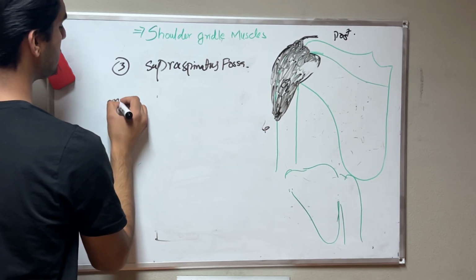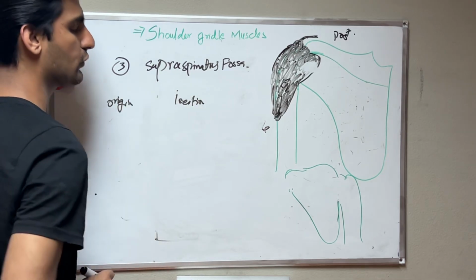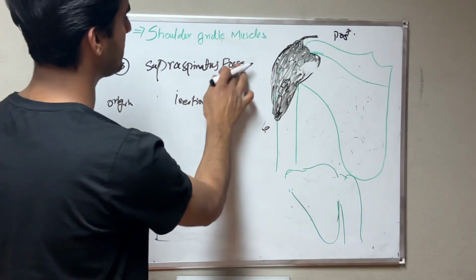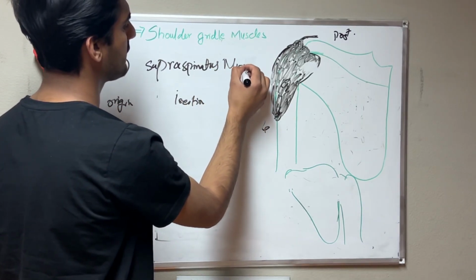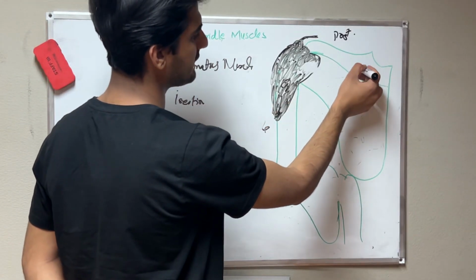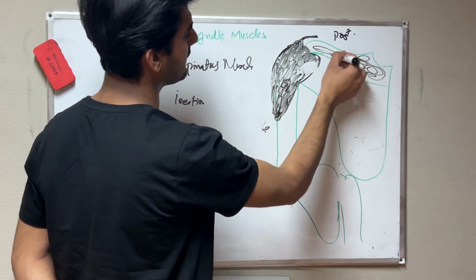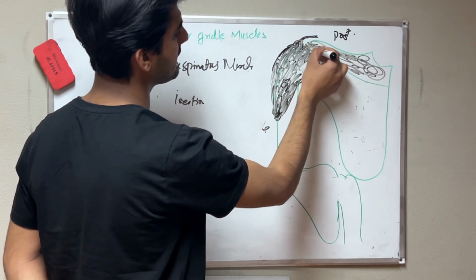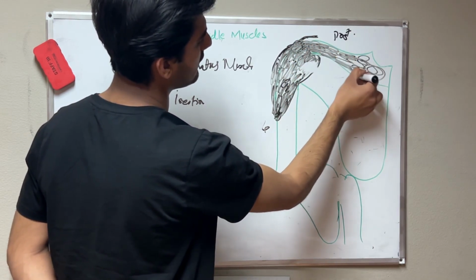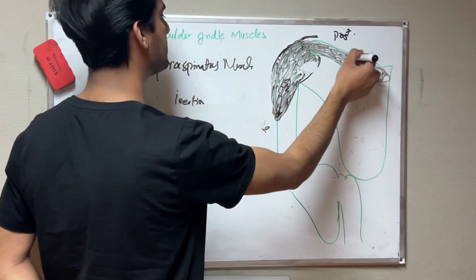Okay, origin and insertion. I will show where the supraspinatus fossa is, and where the supraspinatus muscle is here. Do you remember this is a fossa? I told you this is here. This is the supraspinatus muscle, and it comes here to insert into the greater tubercle of the humerus bone.